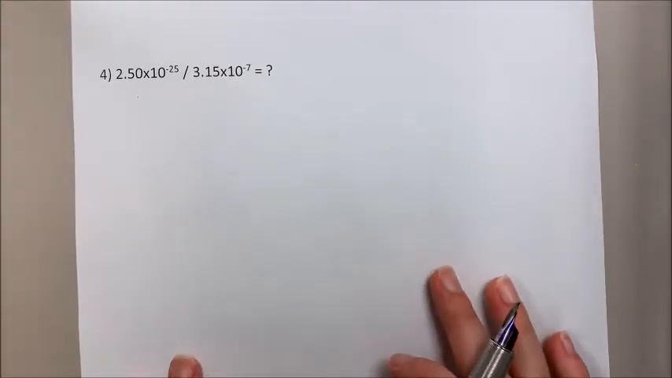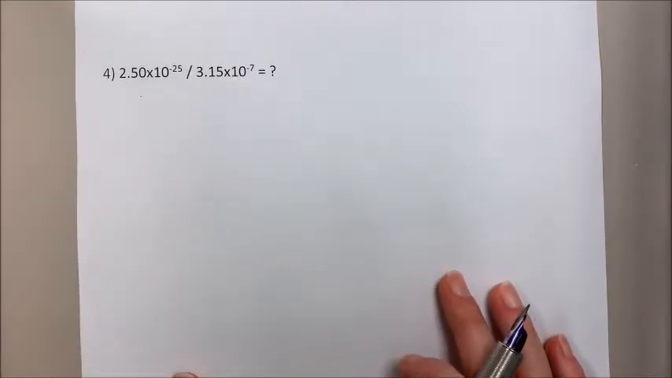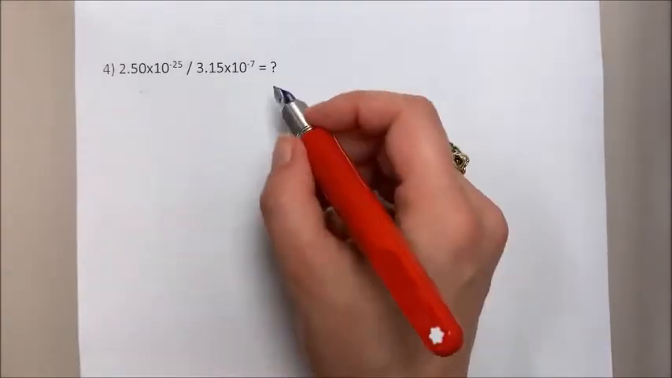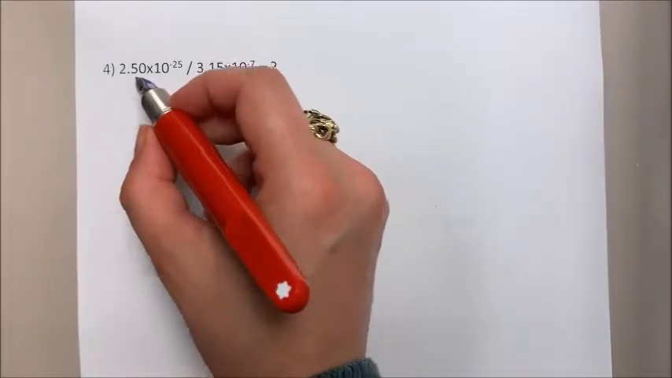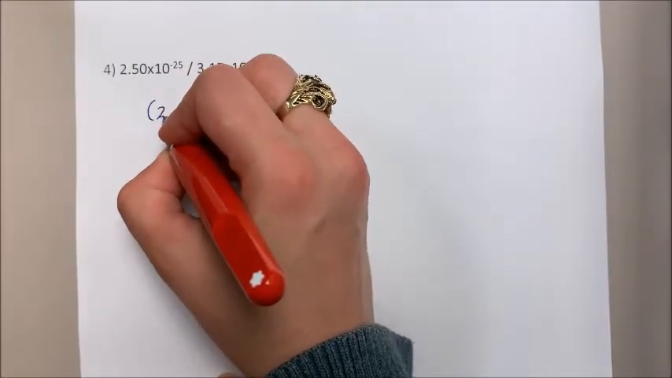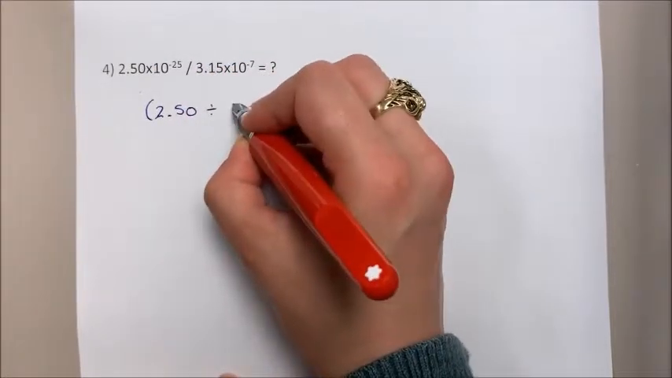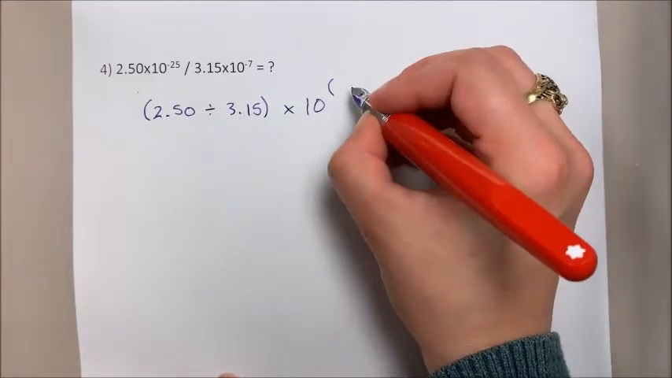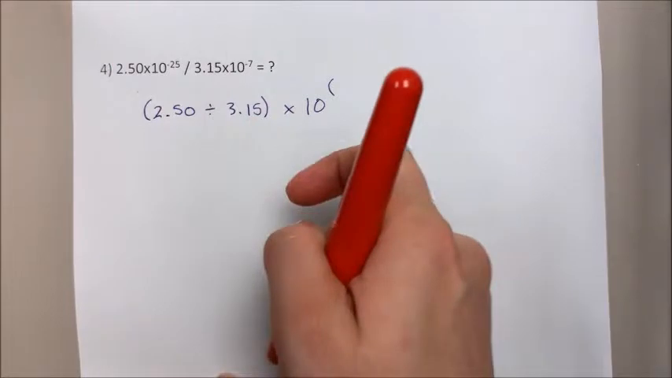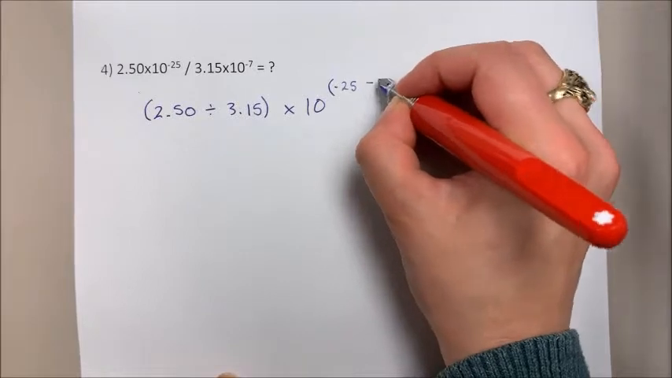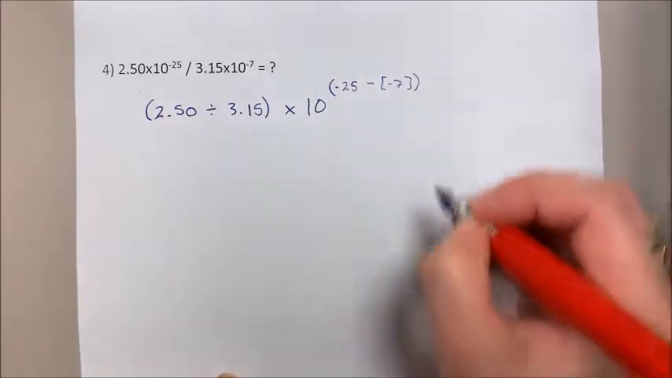Our final example is 2.50 times 10 to the minus 25th divided by 3.15 times 10 to the negative 7th. And again, no need to round. We just need to write our decimal portion and our power of 10 portion separately. So let's begin with the decimals. 2.50 divided by 3.15 times 10. Now in more parentheses, when we divide, we subtract the denominator from the numerator. So that's minus 25 minus a negative 7.